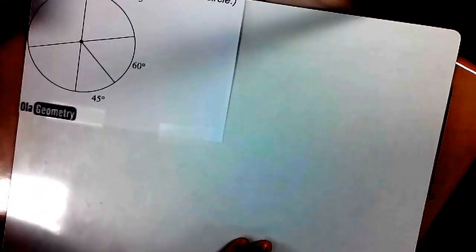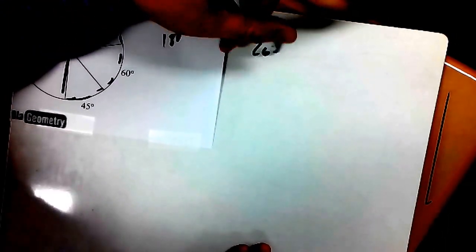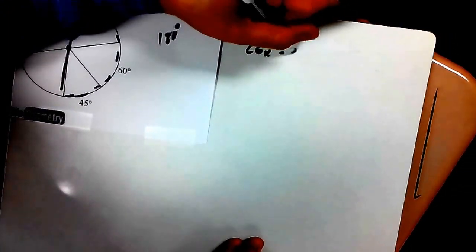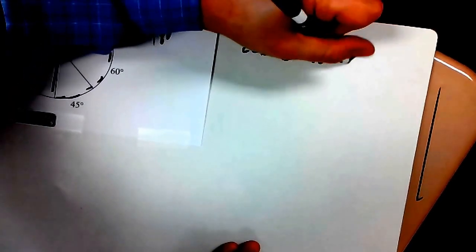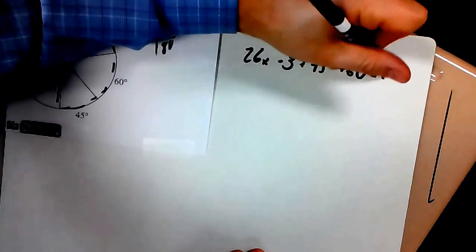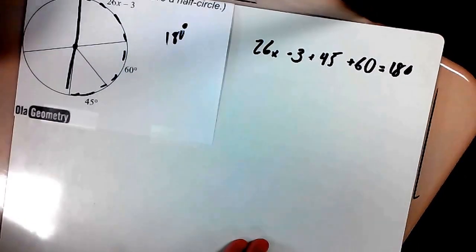This here, all these angles converge on the center. Right, this is a diameter here. And I have half a circle. Half a circle gives me 180 degrees. So what that means is I could add all of these up to 180 degrees. So I have 26x minus 3 plus 45 plus 60 equals 180 degrees.